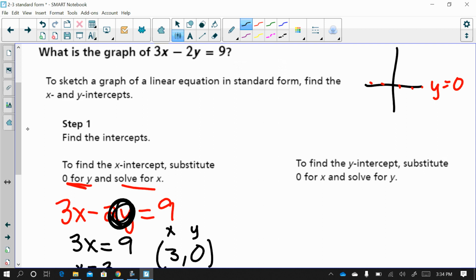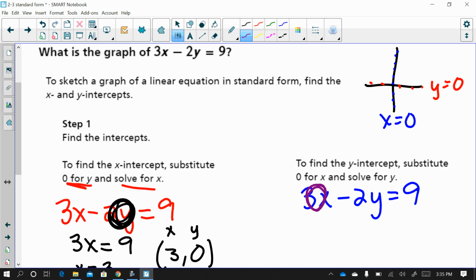Now, let's change gears. Let's talk about the y-intercept. The y-intercept is anywhere across the y-axis. What do you notice about each of those points? Well, in this case, x equals 0. So to solve this equation, we're taking the same thing we started with, 3x minus 2y equals 9, but instead of letting y be 0, this time I'm going to let x be 0.